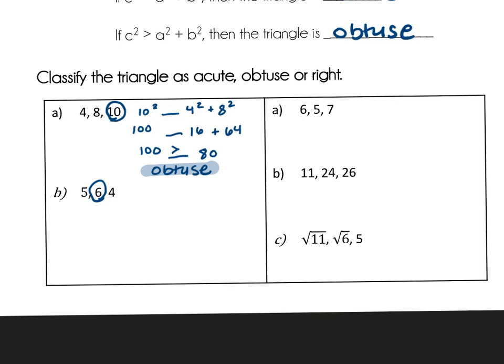Then I go to B. 6 is the biggest. It goes by itself. 4 squared, 5 squared. I get 36, 16, 25. 36 has what relationship to 41? Less than, which makes this acute.